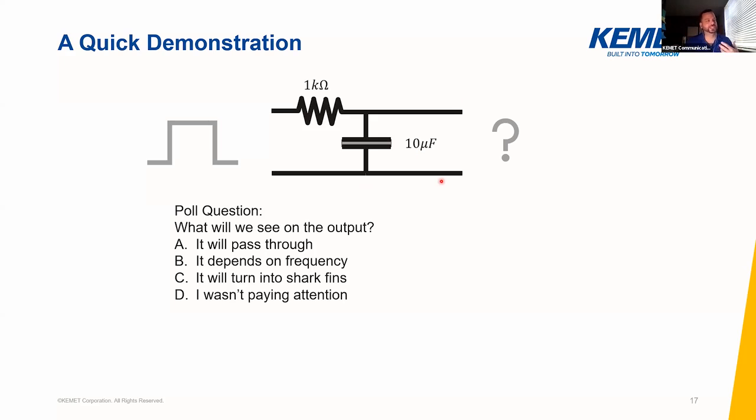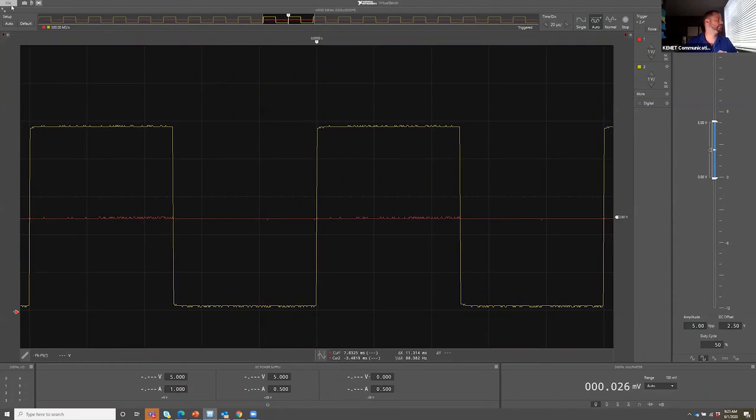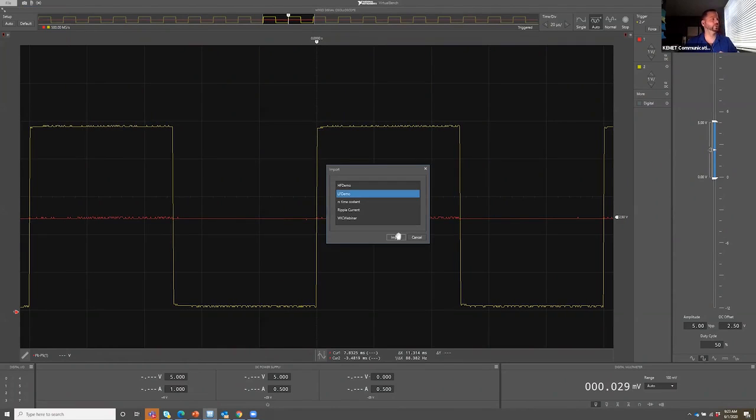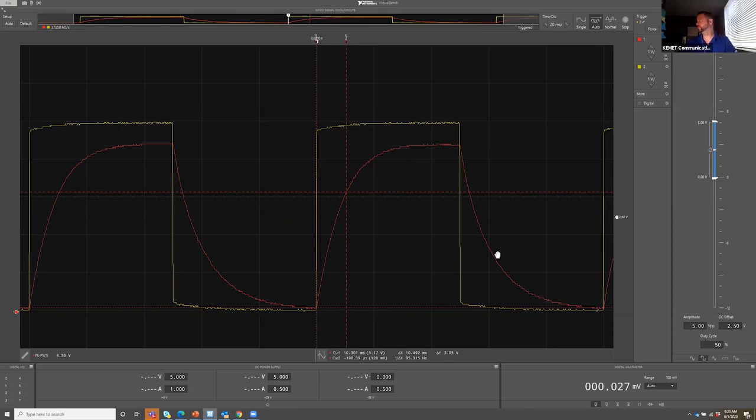Now, those of you who answered that it will turn into shark fins obviously have done this experiment before, because that is exactly what happens. And I'll show this right now in a quick demonstration. I'll be switching my screen here to my window. And let me change my setup. So what I have here is exactly that circuit that I just described. The circuit with the resistor and capacitor.